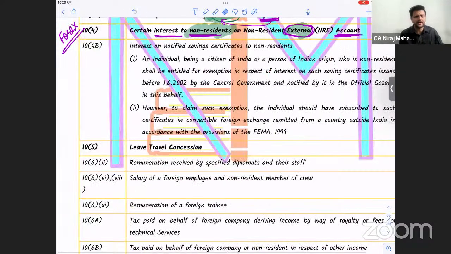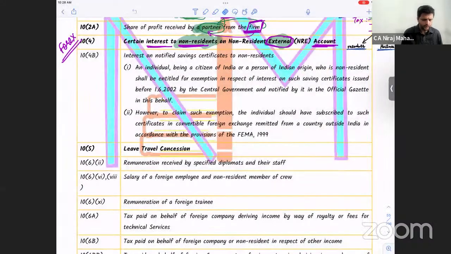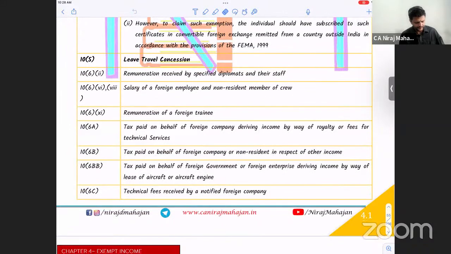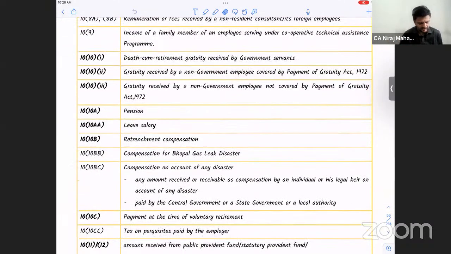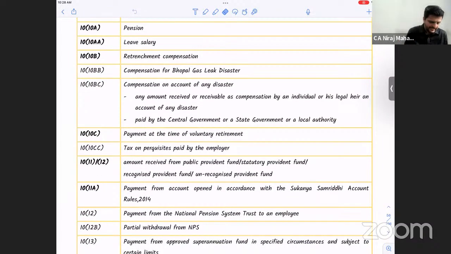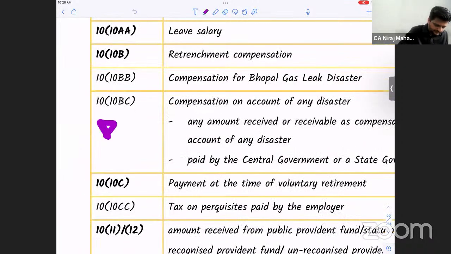So whatever is not required. This 10-5 we will do in the chapter of salaries. Forget it. 10-7 we have already covered in the residence chapter, residential status. 10-10, 1, 2, 3, etc. Gratuity, pension, leave salary. All this we will cover later on in the chapter of salaries. Okay. 10-10 BC. Just give it a star mark.